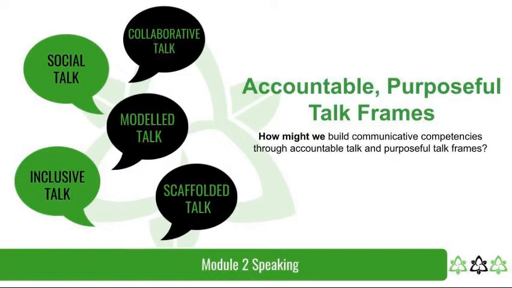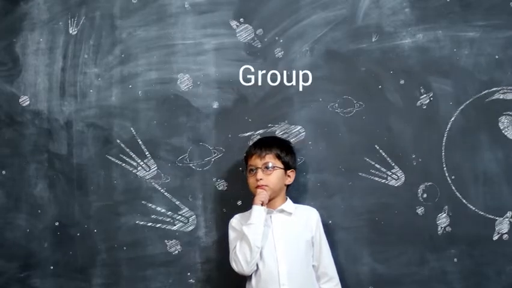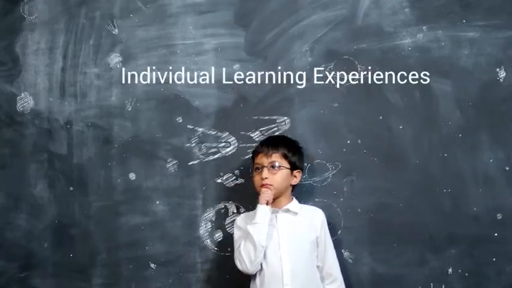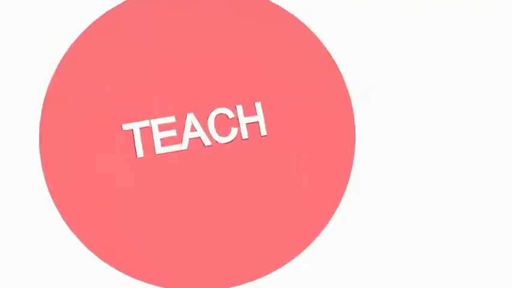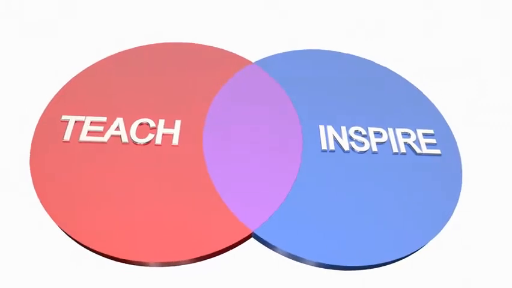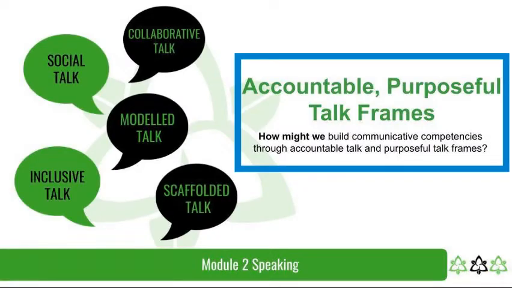Talk is critical to learning. Learners must be given opportunities to contextualize language and engage confidently in oral communication tasks that are authentic and meaningful. Performance tasks must involve learners in a blend of whole class, group, and individual activities so that they may develop the power of listening and discussing ideas with others. Take a moment to reflect on and assess your current instructional approaches. How might we build communicative competencies through accountable talk and the purposeful talk frames you see pictured on the screen?